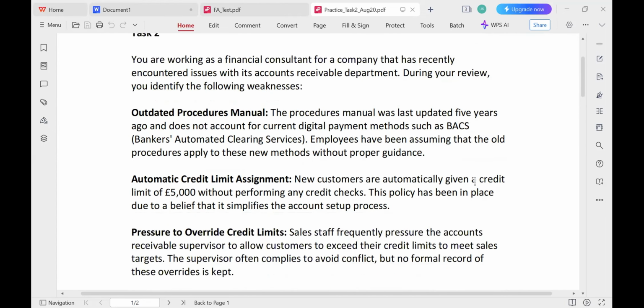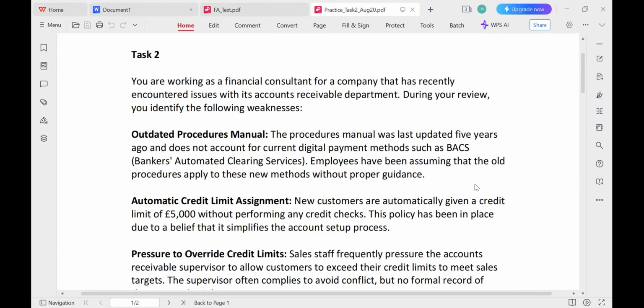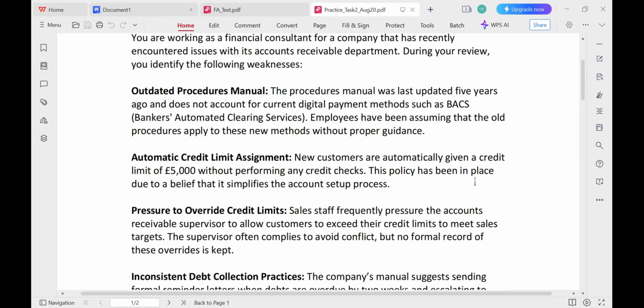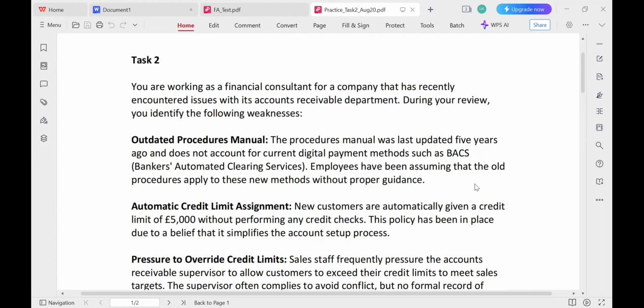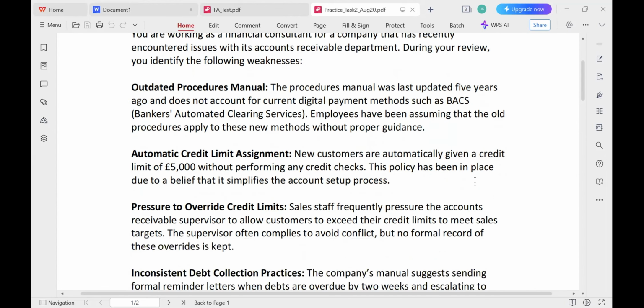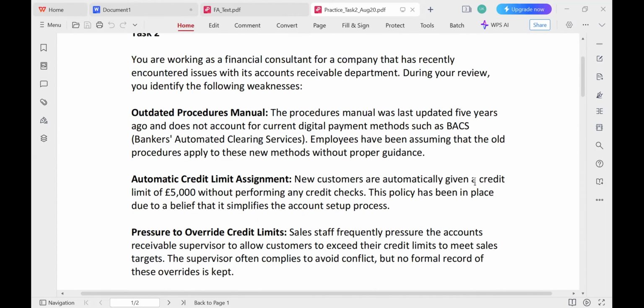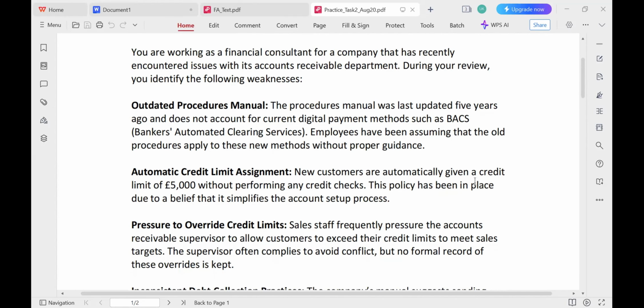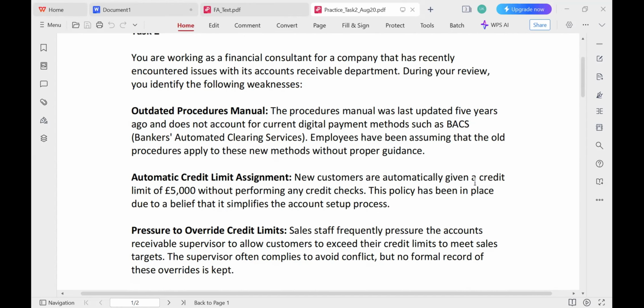So what we have to do, we have to identify the weakness, and we have to explain the cause of the weakness, and then we are going to figure out the consequences. Let's first talk about the cause of the weaknesses. Okay. So you are the financial consultant for a company that has recently encountered issues with its account receivable department. During your review, you identify the following weaknesses.